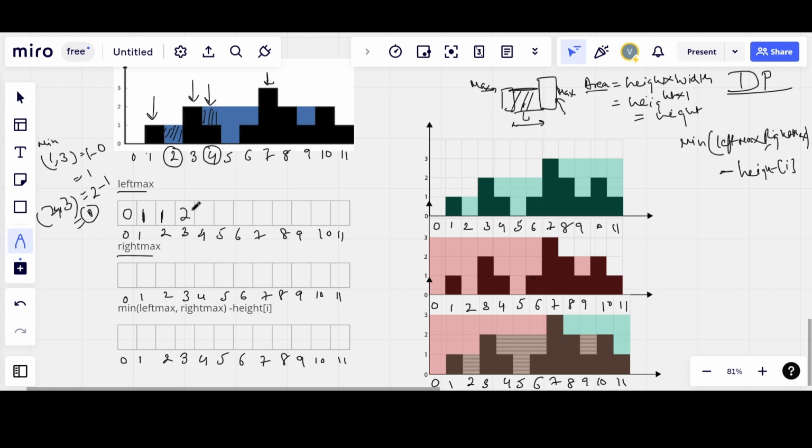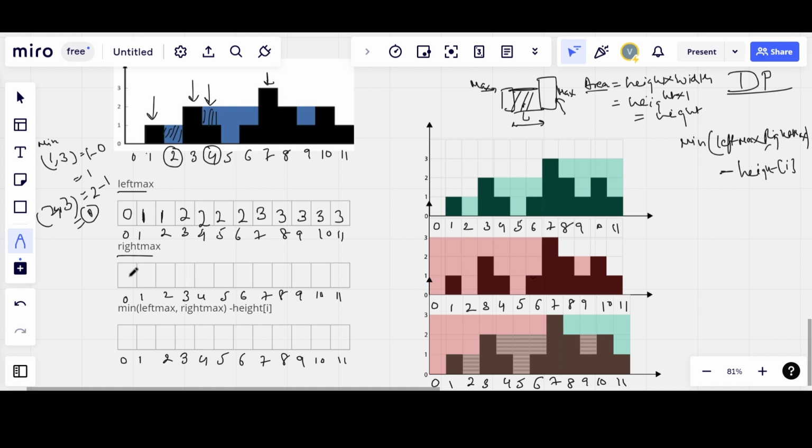For 3 it will be 2, as the current height is 2 and on the left side there is only a bar of height 1, so we will take the current height. Similarly for index 4 it will be 2, index 5 it will be 2, 6 it will be 2. Now at 7 the height increases, so it will be 3. As the current index 7 has height 3, the left max will be 3. Now for 8 it will be 3, and 3 onwards, because for all the indexes from 8 to 11 the left max is 3.